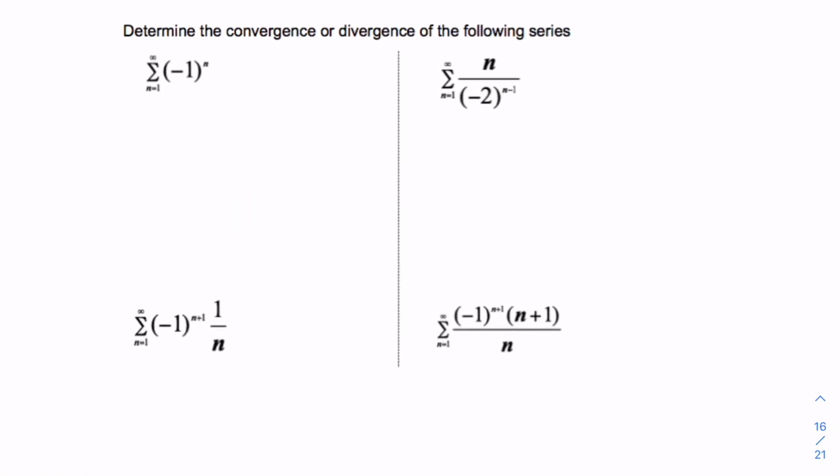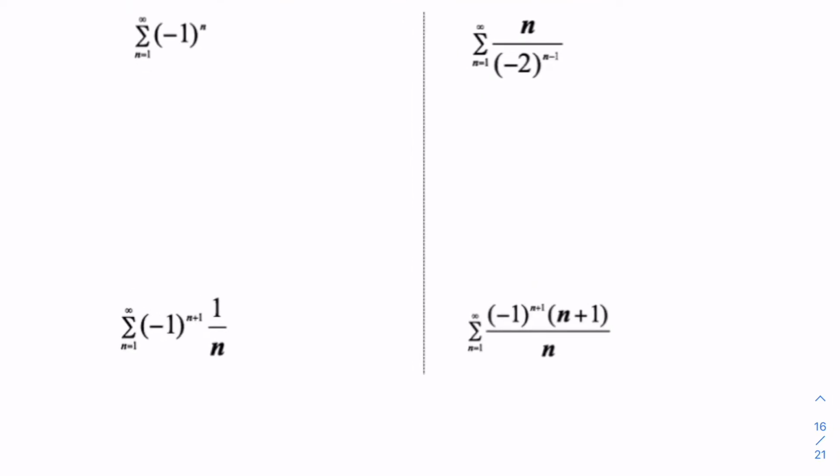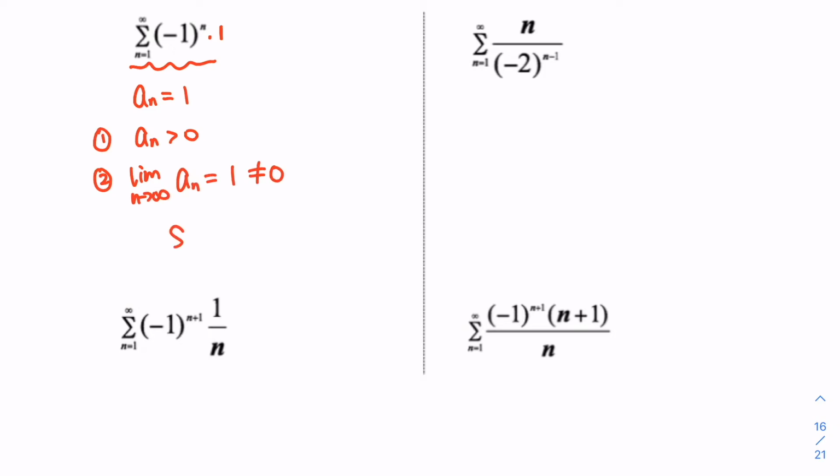How do we prove the convergence or divergence of a series? For example, this one. We have (-1)^n times 1, so our a_n in this case is 1. a_n is positive, but the limit as n goes to infinity of a_n, which is 1, is not 0. So directly our series diverges.